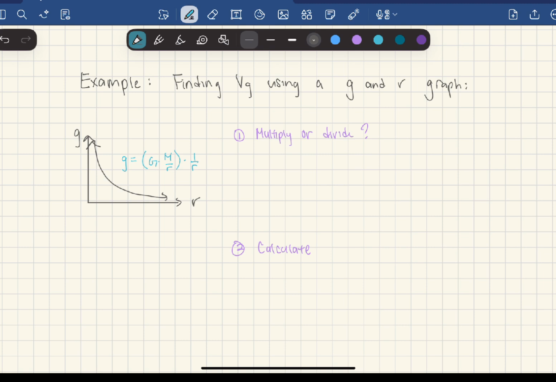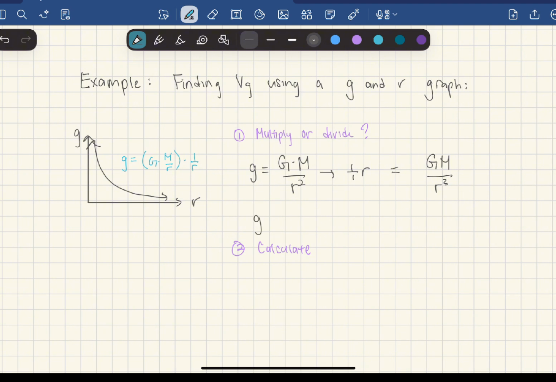So let's try dividing first, right? You know that g is equal to capital G times M over r squared. If you divide this by r, you're basically multiplying by 1 over r, right? You will get GM over r cubed, which isn't anything. It's not equal to Vg. So you know that for this one, you're actually multiplying, so you're integrating.